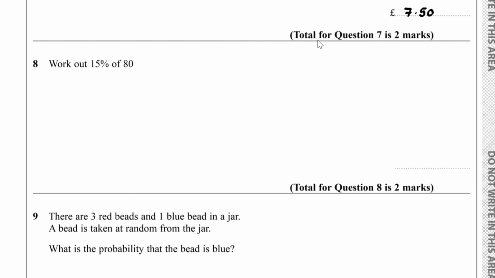Question number 8, we have to work out 15% of 80. First of all, let's work out what 10% is. To work out what 10% is, we do 80 divided by 10, which is 8, and therefore 5% will be half of the 8, which is 4, and therefore 15% will be 8 plus 4, which is 12.